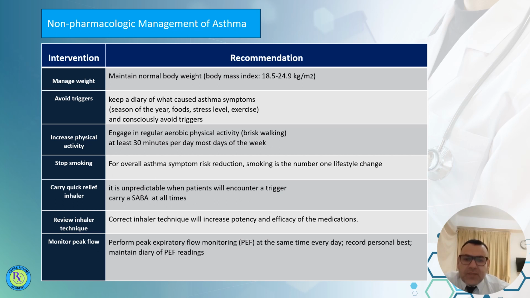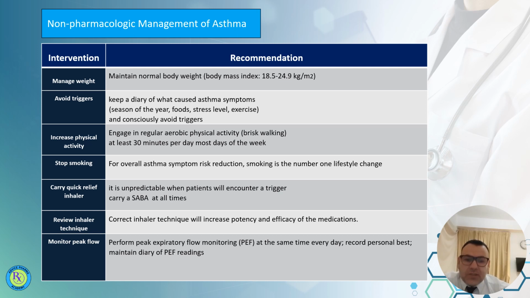Increase physical activity. So the patient needs to do some physical activity like brisk walking for at least 30 minutes per day, most days of the week. Stop smoking, which is very important and the most important factor to reduce asthma. Carry a quick relief inhaler. For a patient with asthma, we usually mention that it is a variable disease, so the patient can have an attack anytime, so it's important to keep an inhaler with him all the time.